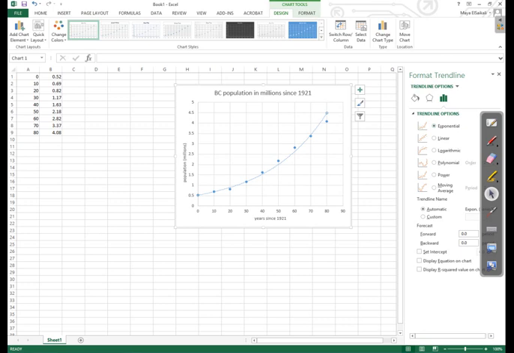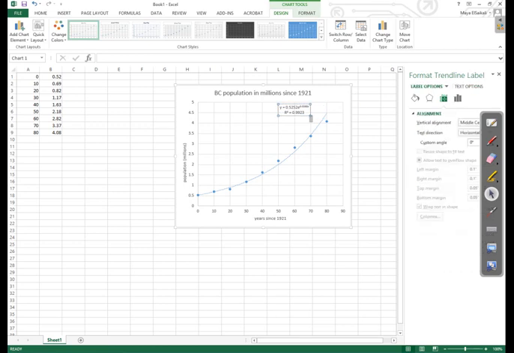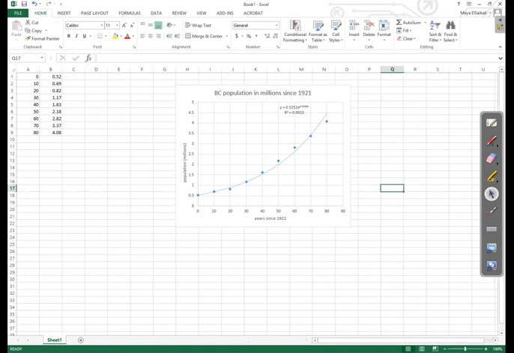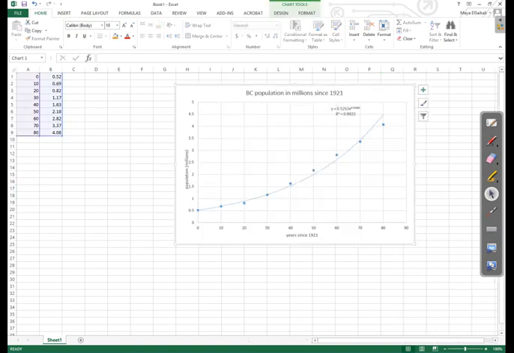You see the first one? Then display equation on the chart and display the R squared. Now, this is the equation that I was given by Excel. I want you to take a look at it for a second and tell me what is different about this equation. What do you see different about this equation? Does it look like the one we usually write?